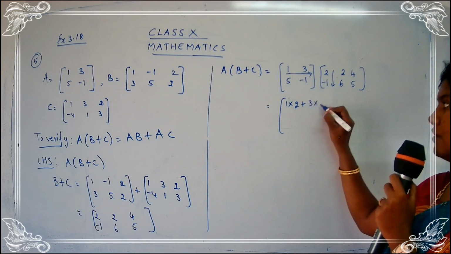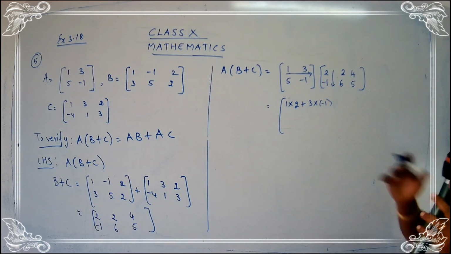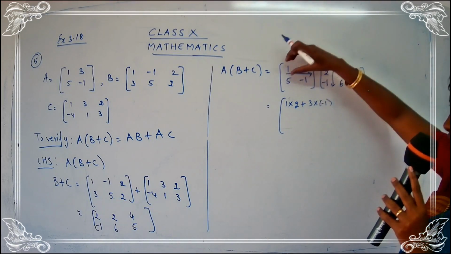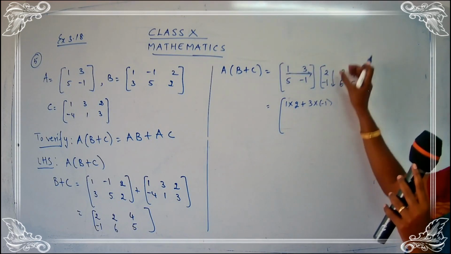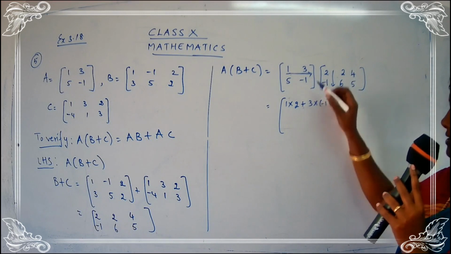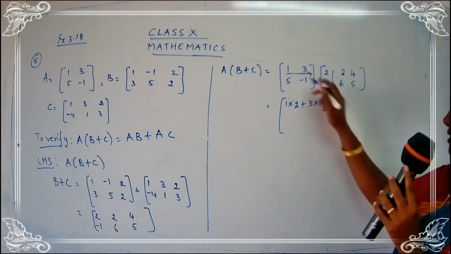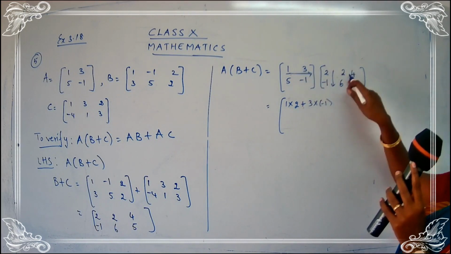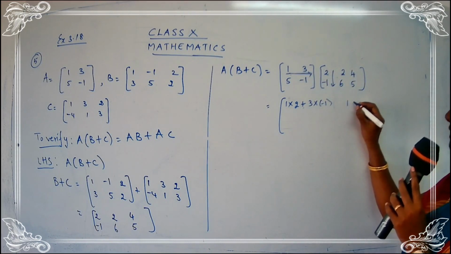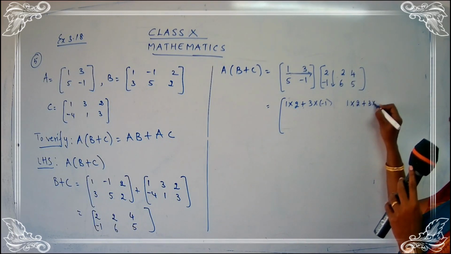Just put your pens down and listen to me, children. Do not copy it. Put your pens down. I'll give you time to write down. Understand the matrix multiplication. First, you have to take the first row and you're going to go for all the columns. So 1 into 2 plus 3 into minus 1. Then give some space. I'm going to take the first row and the second column. So 1 into 2 plus 3 into 6.